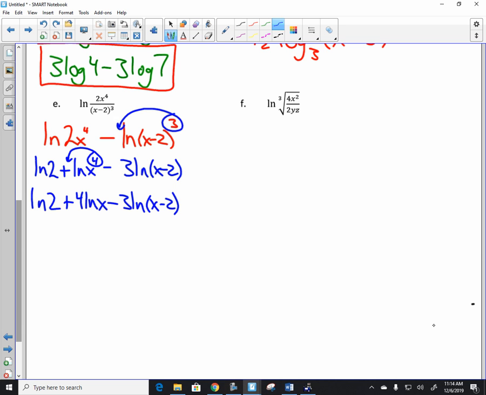All right, last one. We got this natural log of 4x squared over 2yz raised to the 1/3 power. That's my power, right? 1/3? Okay, you take it from there. You try.